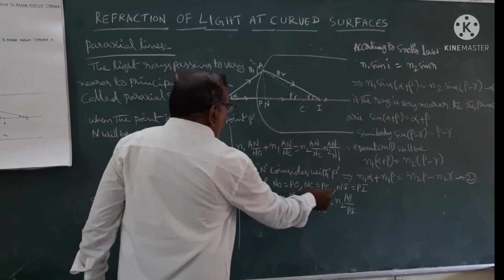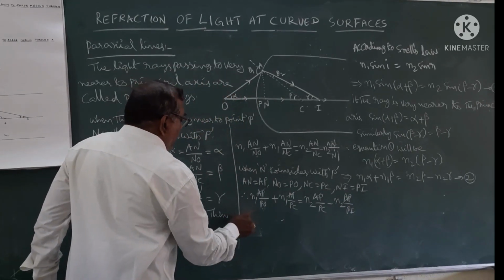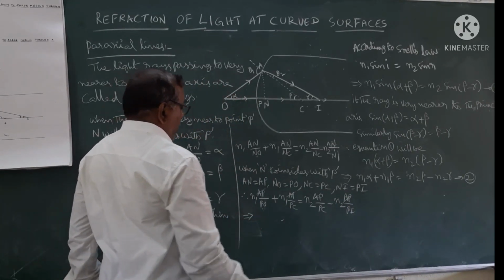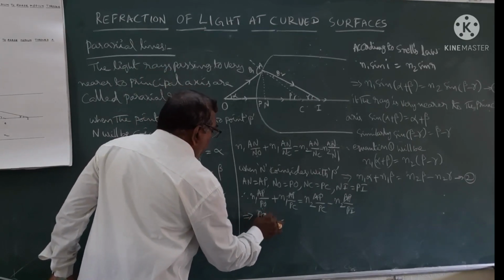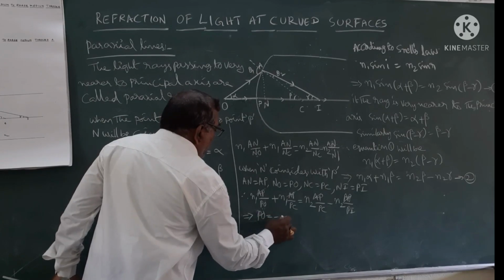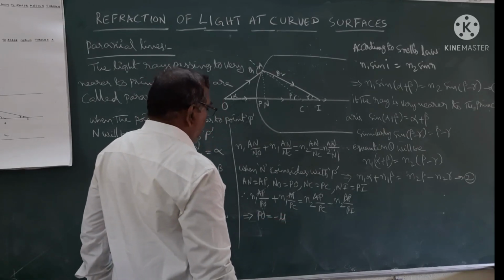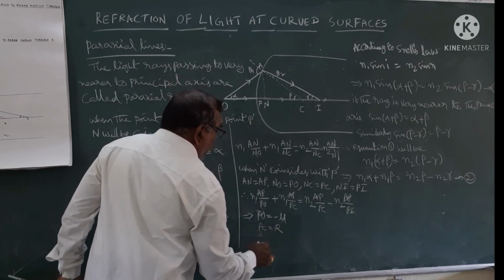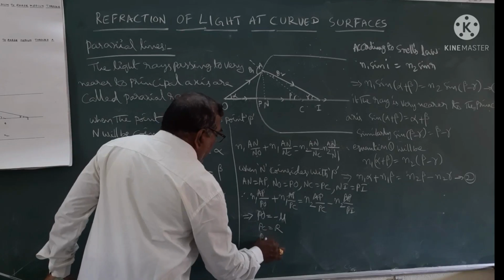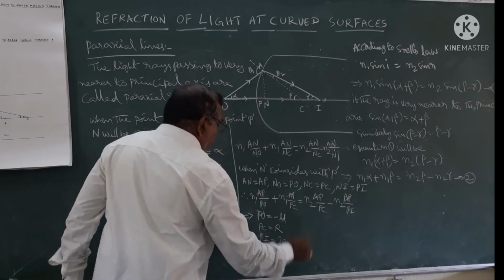AP is cancelled on both sides, which implies PO is equal to minus U, PC is equal to R, PI is equal to V.